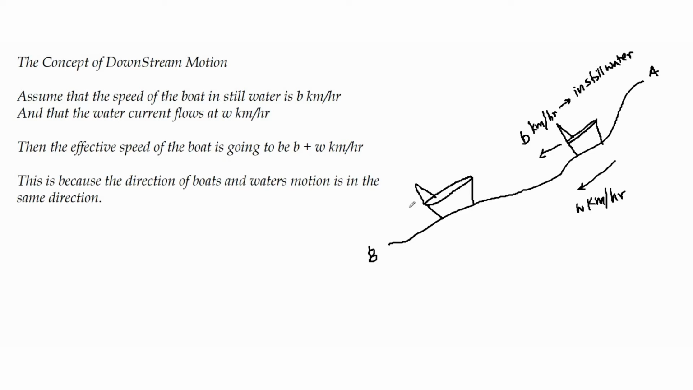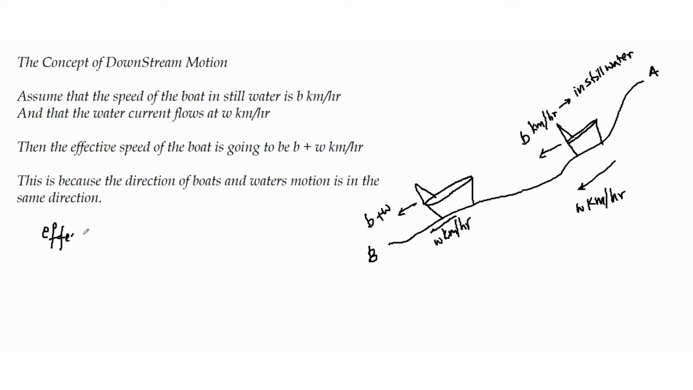And why this happens is because the direction of motion is the same. Assume that you are trying to run at some speed, and there is somebody who is trying to push you from your back. You will notice that your speed effectively increases, because the direction of the force which is trying to take you forward is in the same direction as your motion. So over here, the boat is rowing at b kilometers per hour by itself, and the water is also pushing it down at w kilometers per hour, right?